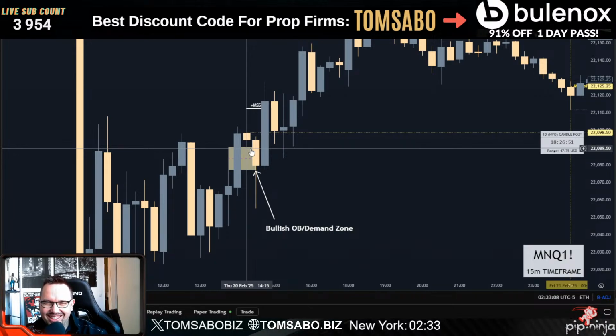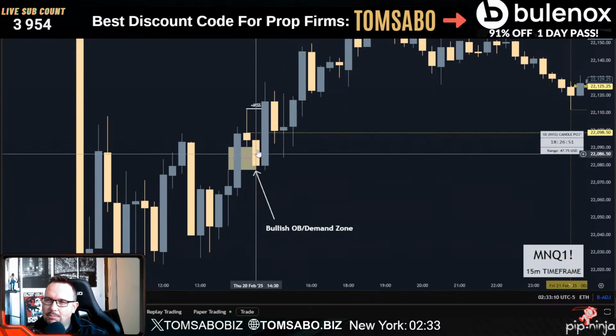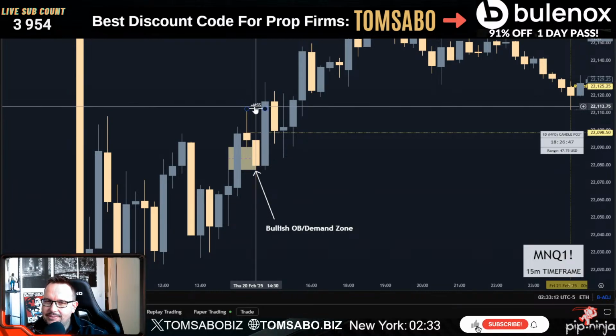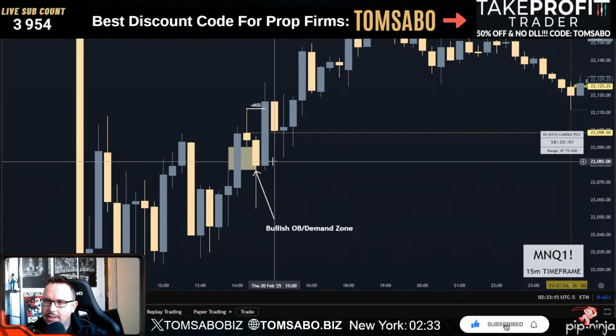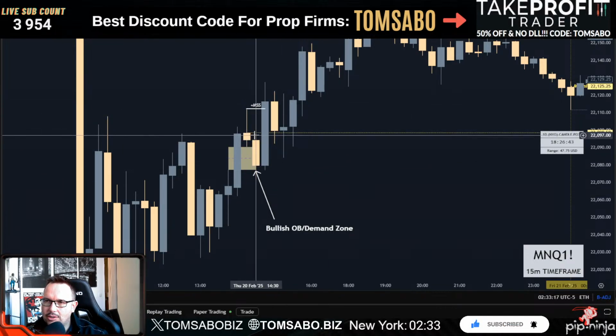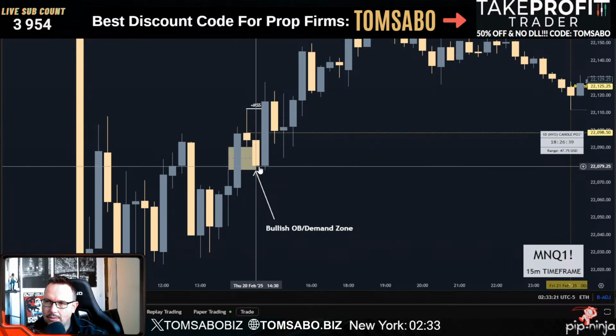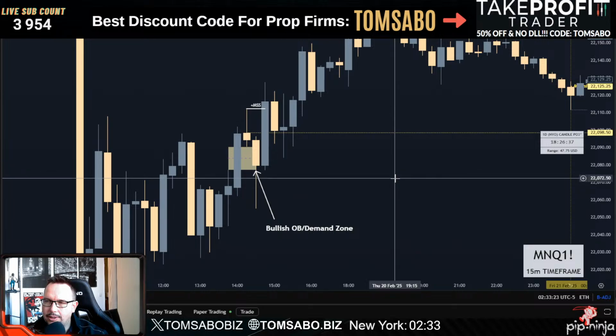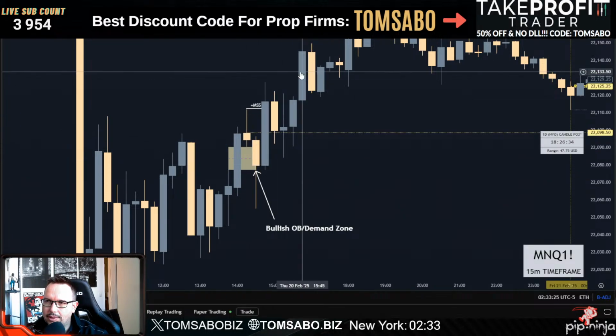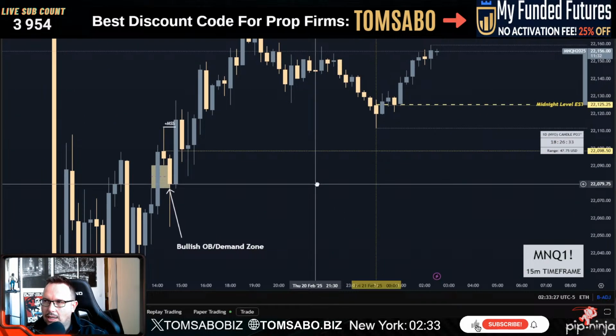Thank you, Dark Cloud. All right, so bullish structure shift here, and these two bearish candles are the order block. Orders are being placed, and then boom, pushing higher. So that's it on the 15-minute.